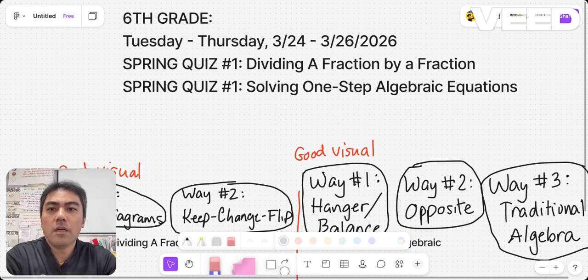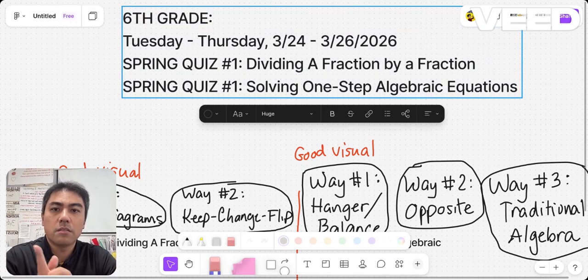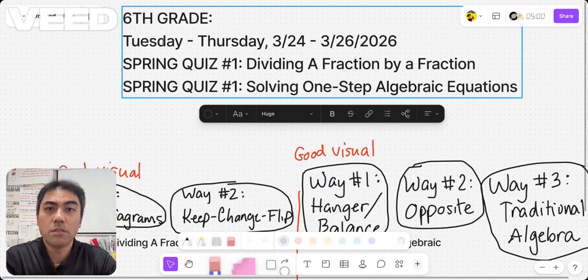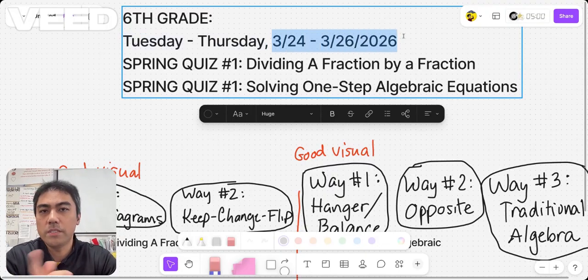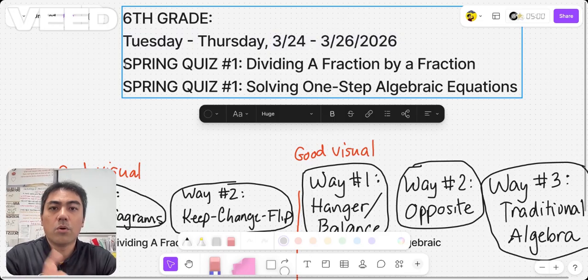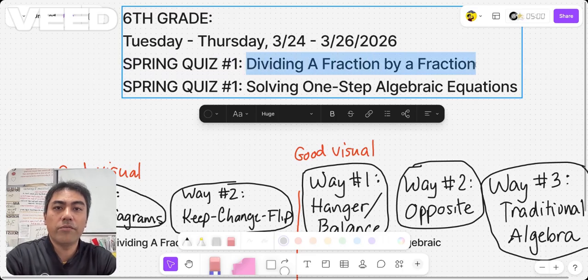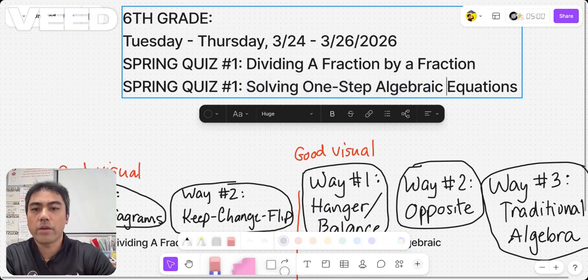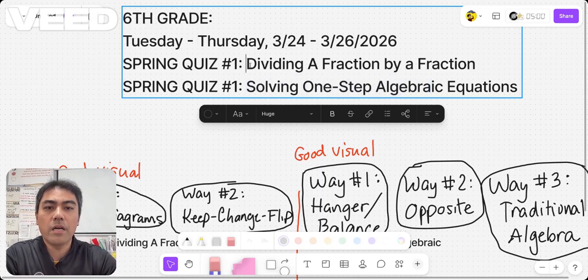Hey everyone, for our sixth graders who are taking a quiz this Tuesday, tomorrow for some of you, all the way through Thursday, March 24 to 26, your sixth grade quiz is going to have a question on dividing a fraction by a fraction. And then the second question on the quiz is solving one step algebraic equations. Okay. So let's talk about how to divide a fraction by a fraction.